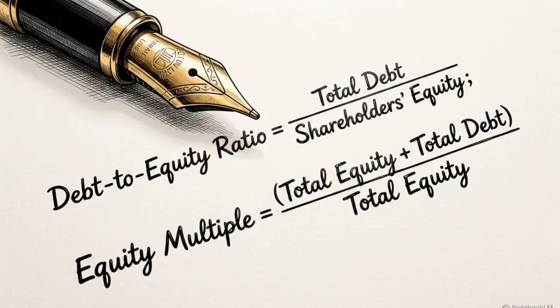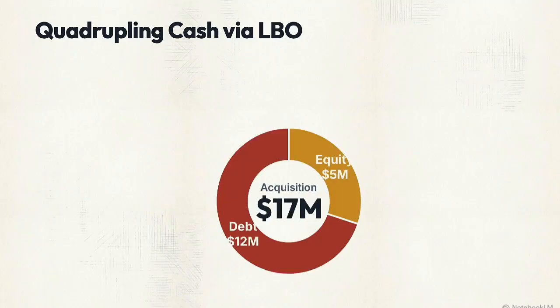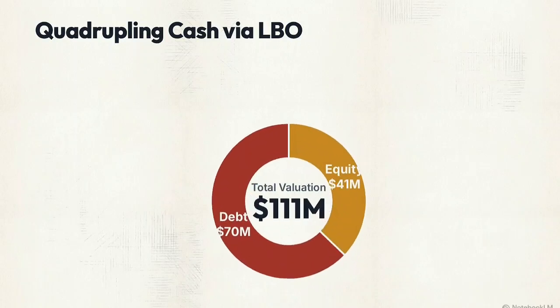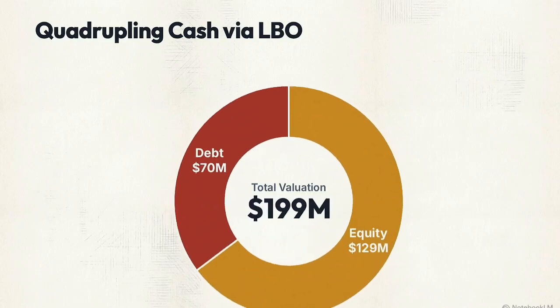The final section of your map is the financial result. Here, we calculate the primary engine of the leveraged buyout: debt leverage. This chart represents a $100 million acquisition. The firm contributes $30 million in cash, borrowing $70 million secured by the company's assets.